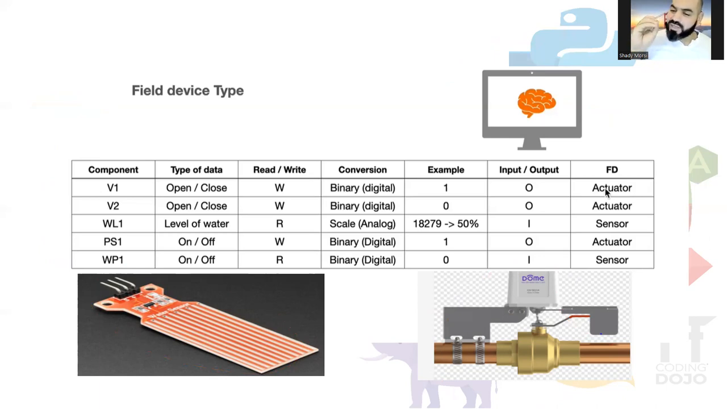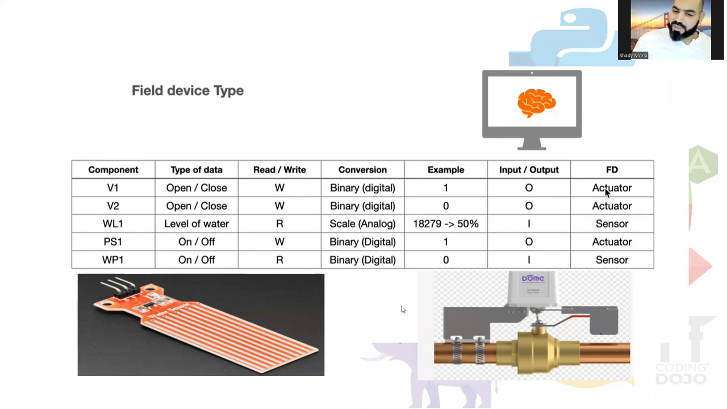Now I only need to program this brain, to tell the brain: if the water level is at zero, do something. If the water level is at 50%, do another thing. If the water level is above 90%, do something else. This is why they call it the brain, guys, because I'm going to program it to control the whole operation.